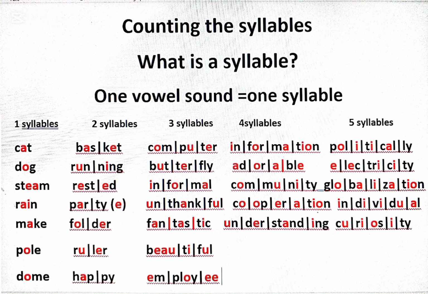And sometimes we get a word that has a root word, and when we separate the root word from its suffix or prefix, we are in a position to easily count the syllables, like we did in this video with unthankful. We easily separated the root word thank from the prefix un and the suffix ful. So it was quite easy to count the syllables.